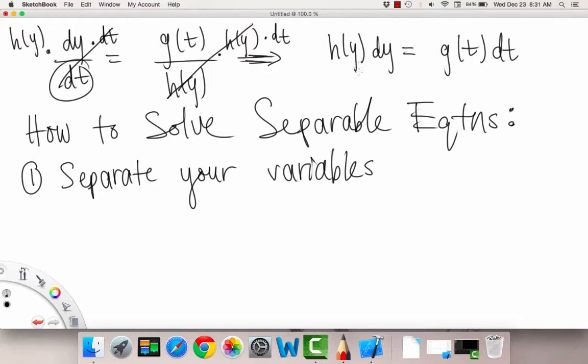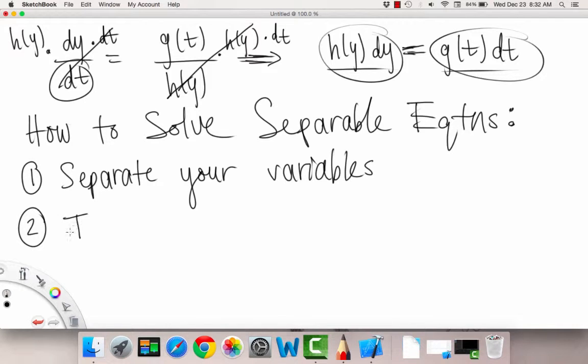Like I said, this will be a little bit more explicit when we solve with actual functions and we're given numbers and things like that. Okay, so here we separated the variables, right? We have all the y stuff on the left, here's the equal sign separating them, and then all of the t stuff on the right. So we separated our variables. That's step 1.